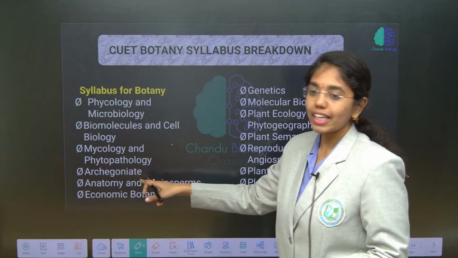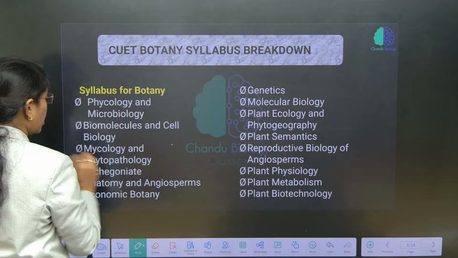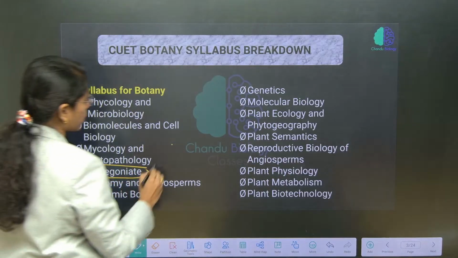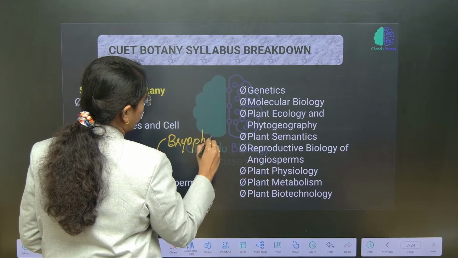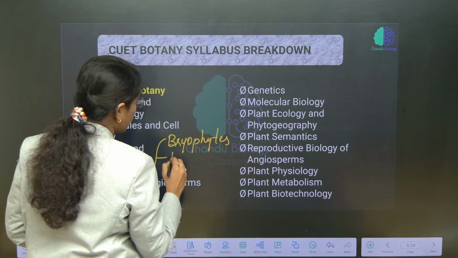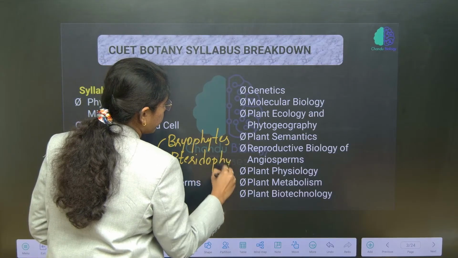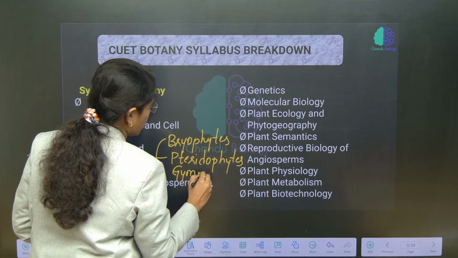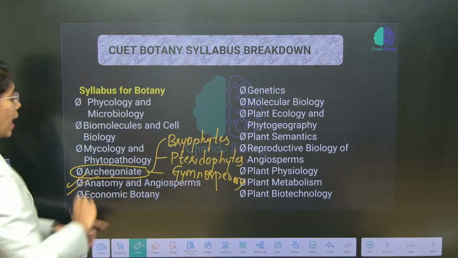And then archegoniate. Archegoniate is the female reproductive structure in the lower divisions of the plant kingdom, like what? Bryophytes. Yeah, good. Bryophytes, pteridophytes and gymnosperms. Fine, right? And then anatomy and angiosperms.